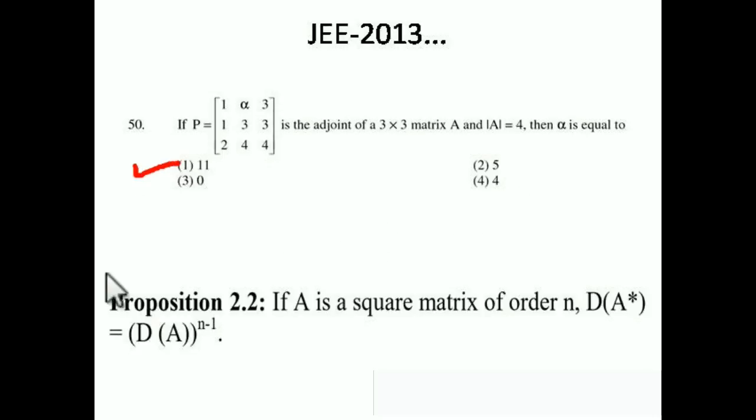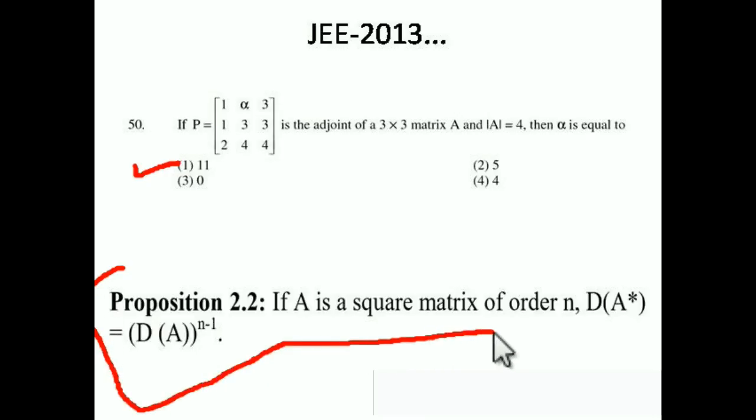Now I recommend you to remember this formula particularly, because this is a very important formula and this is used frequently in the exams. So please remember this: determinant of adjoint of A is equal to determinant of A whole raised to n minus 1, where n is the order of the matrix. A very simple example. Let's move forward to the next one.